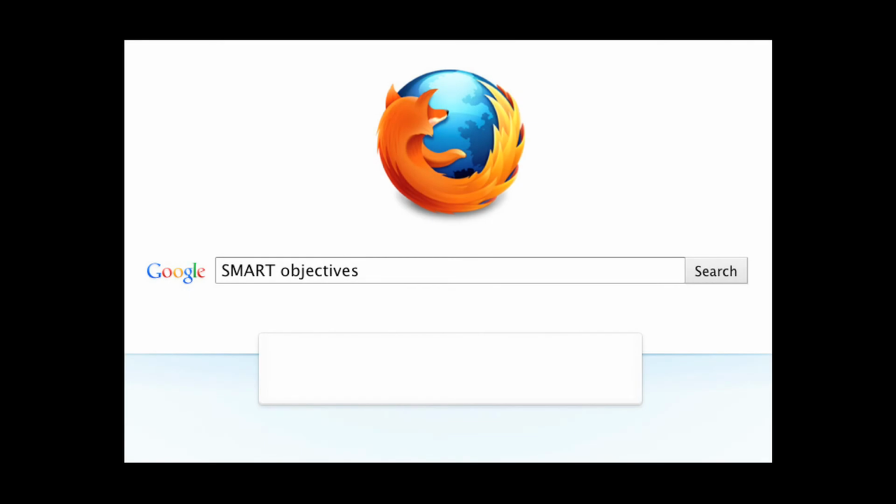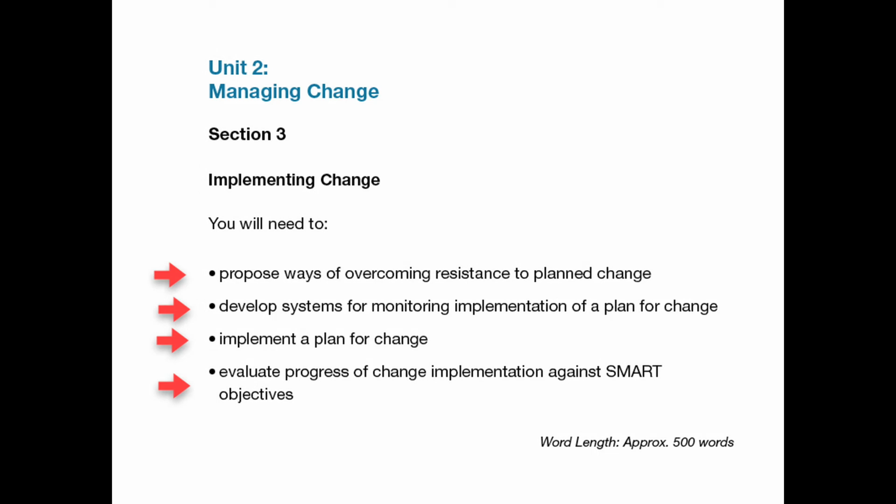If actual evaluation is not possible, then give a detailed forecast of how you would evaluate the progress of the change implementation, including a range of scenarios such as if resistance increased or decreased, or if costs suddenly rose, or if a key person left the organisation.